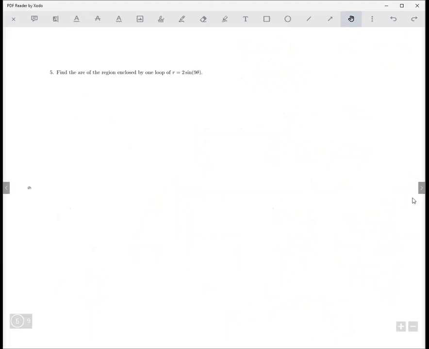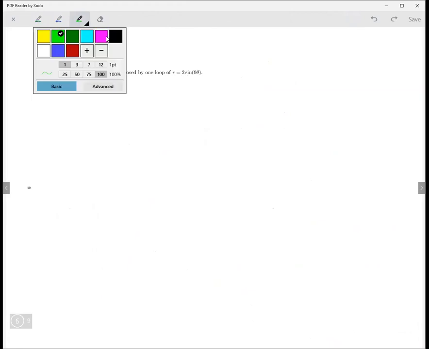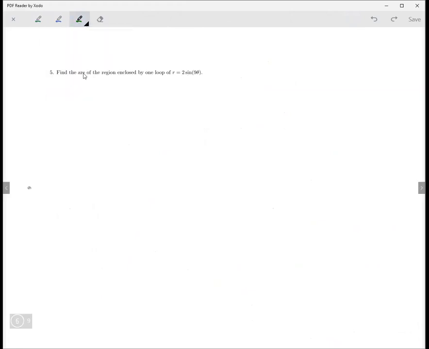Okay, so number 5, one more problem, I guess. Find the R. Oh no, this should be find the area. A typo, I made a typo. Okay, so find the area of the region enclosed by one loop of r equals 2 sine of 9 theta.